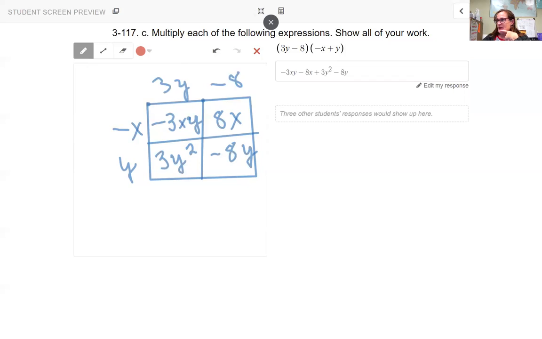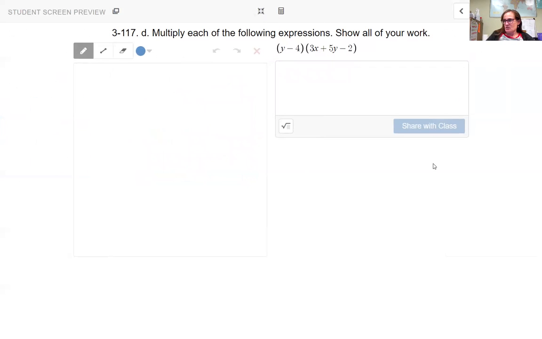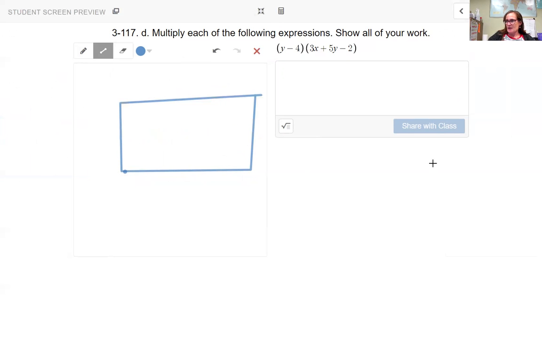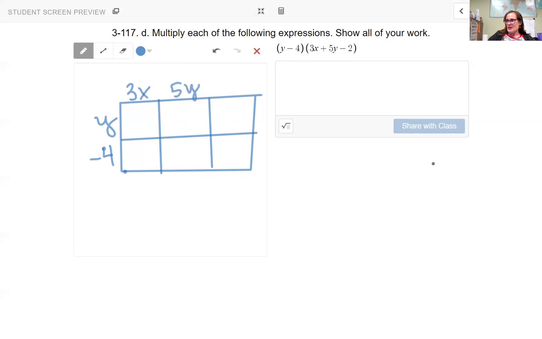All right, one more page. Okay, here's the last one. And this one will have kind of a long math window. There we go. Keep track of time so that I don't miss the next class. Okay. All right, so y minus 4, and then on top we've got 3x, 5y minus 2. Okay.